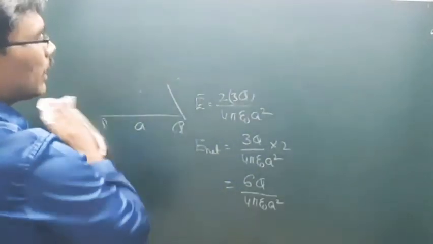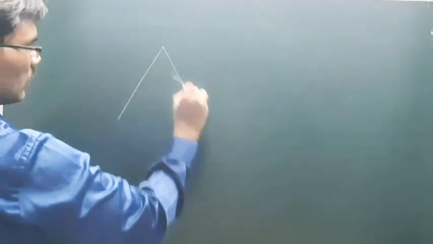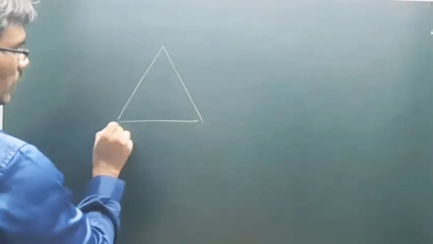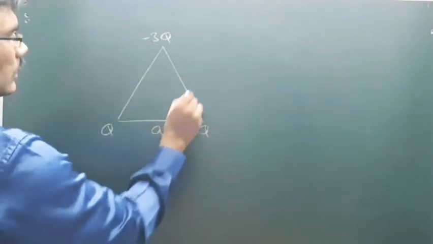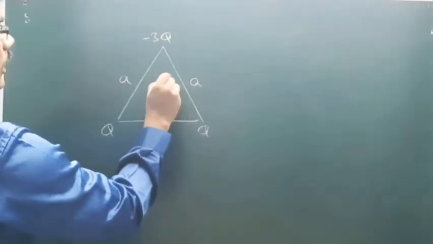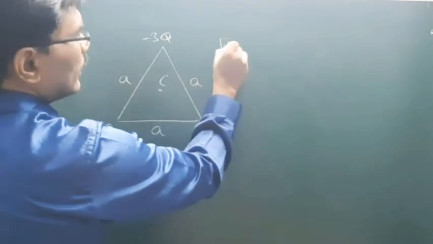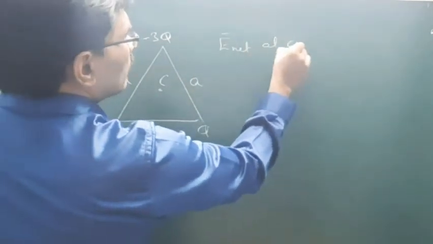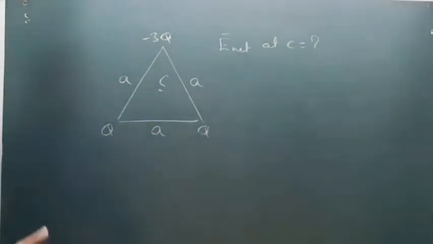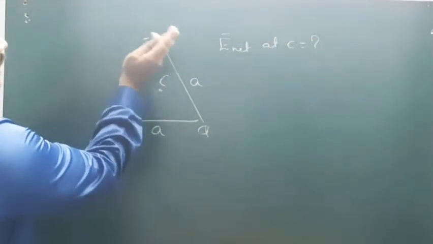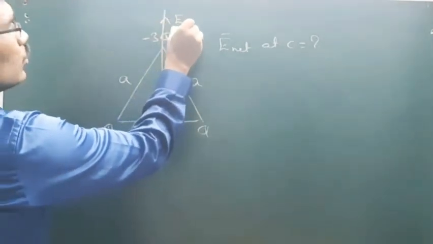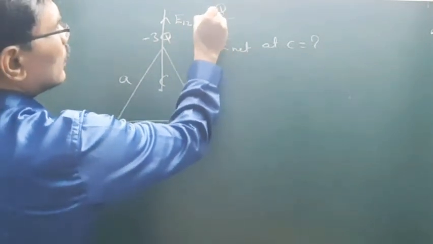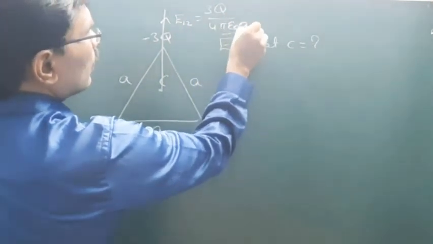So no need to do any parallelogram law of addition process. Now similarly, just see here. Again, if I take here q, here q, and here minus 3q I am placing, then what is the net electric field at the centroid? So what is E net at point C? Again, the same thing. If you first don't consider minus 3q, the resultant of these two will be acting in this direction, E12, and its value is 3q by 4 pi epsilon naught a square.